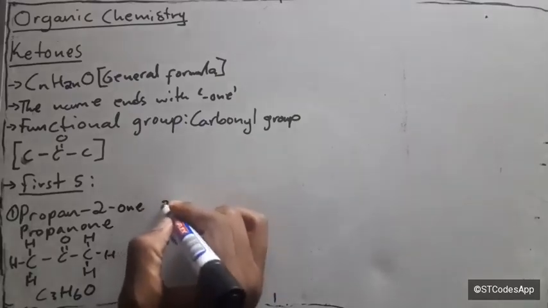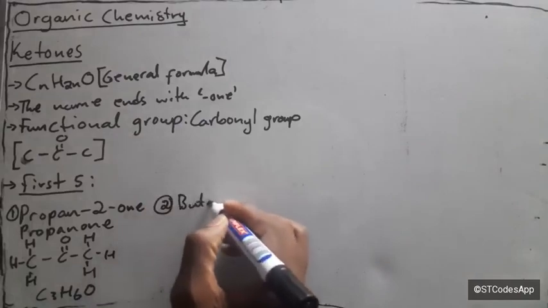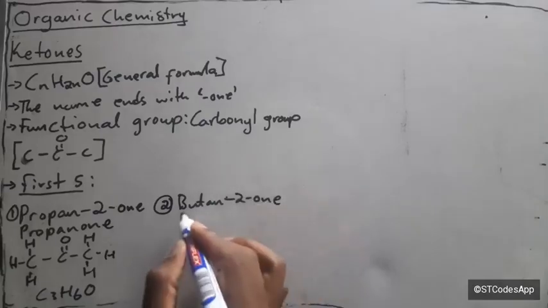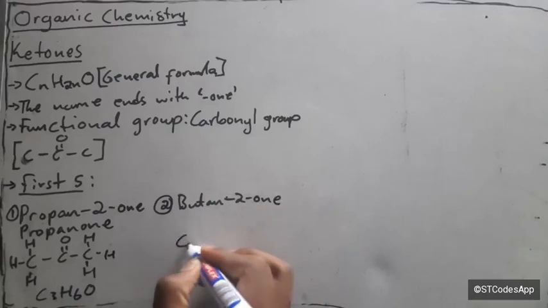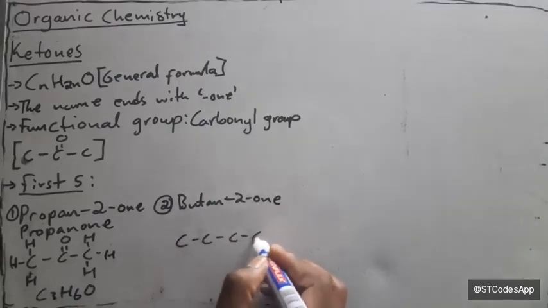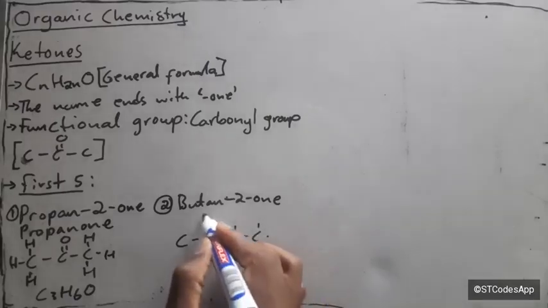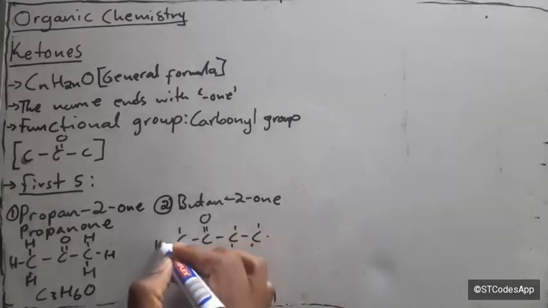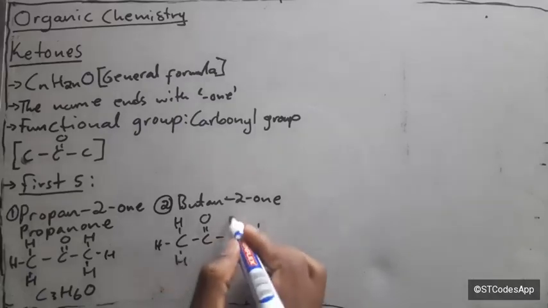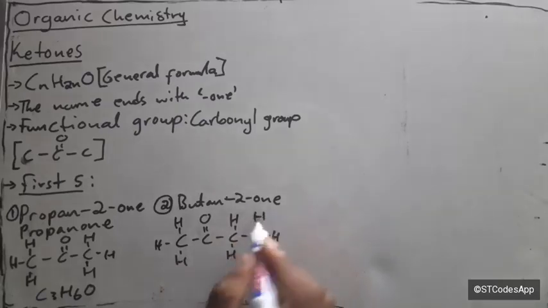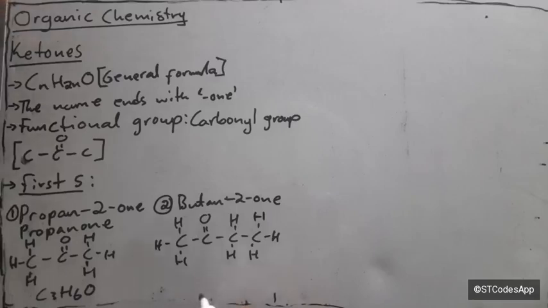Okay, number 2, butane, then 2, 1. 1, 2, 3, 4. Well, this is how butane 2,1 looks like. So it's C4, H8, and an O.